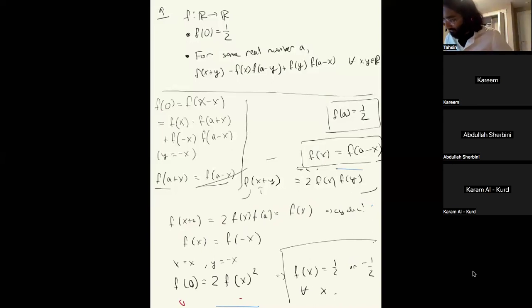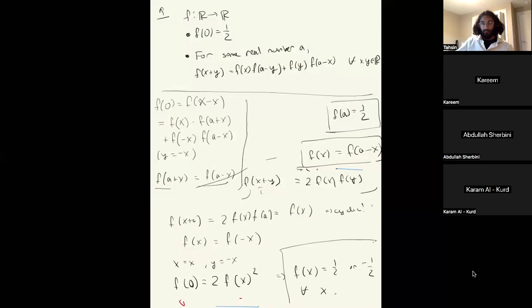Could you repeat that? Yeah, so we use this equation, and in this equation we put in y equals a. That gives us this, and so that tells us f of x plus a equals f of x. Okay, and then we have f of x plus a equals f of x, and we also have f of x equals f of a minus x, and together we get f of x equals f of minus x.